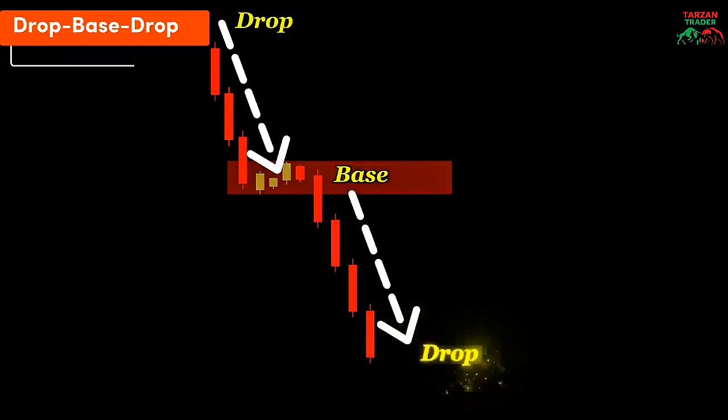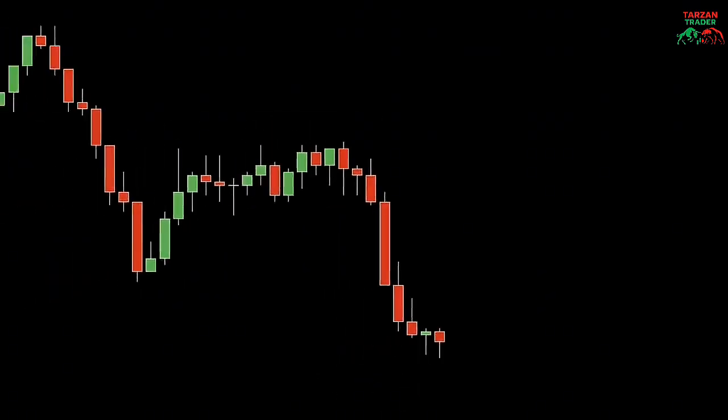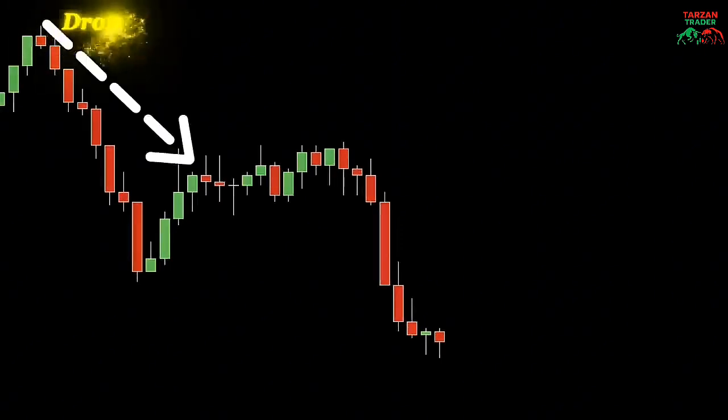Another sharp drop, as the selling momentum resumes. This base forms a supply zone, a key level where institutions have offloaded their positions and are ready for more downside pressure. Now, let's move to a real chart to see the drop-based drop in action. First, we see a strong downward move, followed by a pause where a base forms.